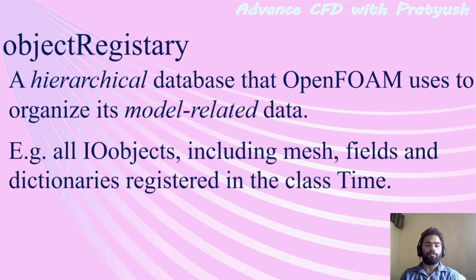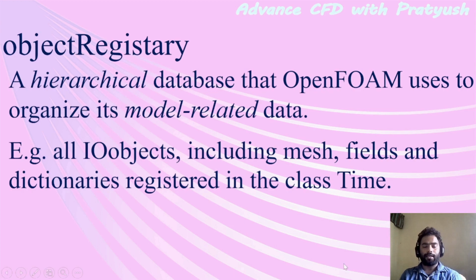Okay, so what is the object registry? The object registry is a hierarchical database that OpenFOAM uses to organize its model related data. So what is the model here? Model is the solver you are using or the library you are using. So whatever data you are using for your solver, or for your boundary condition or libraries or utilities, OpenFOAM organizes the data related to those solvers or libraries or utilities, and that data organization is in the hierarchical form. That is what is called the object registry.